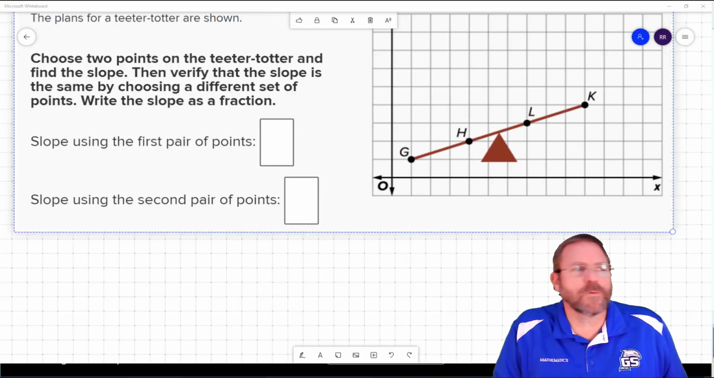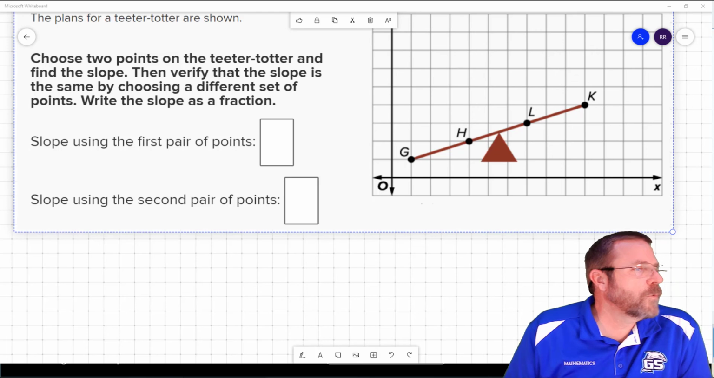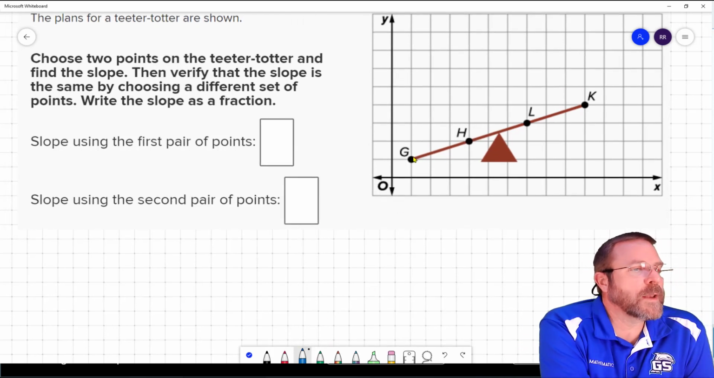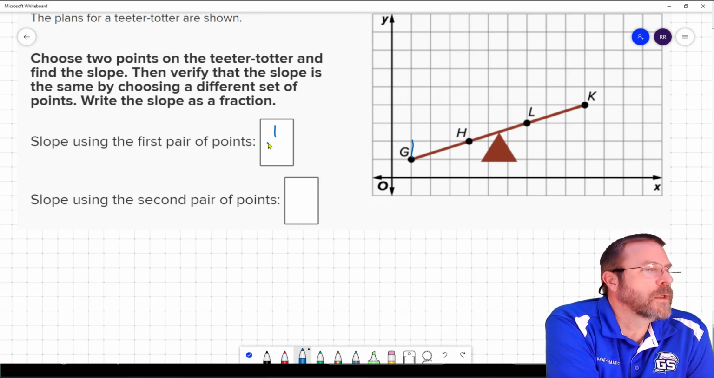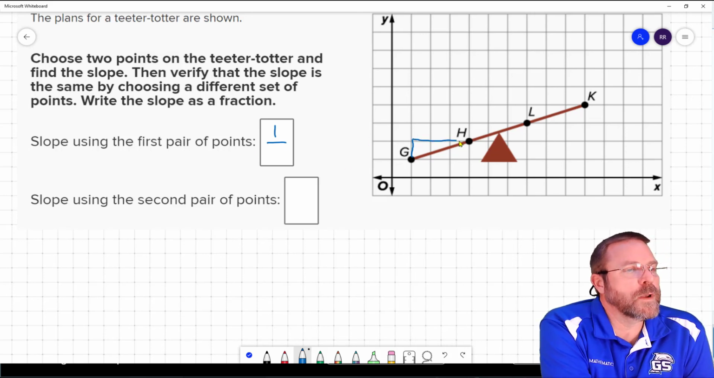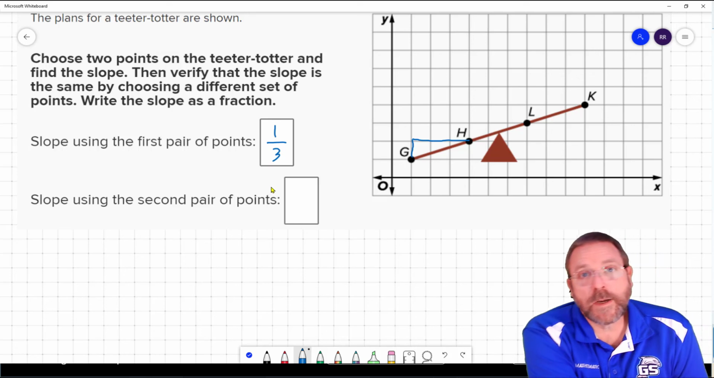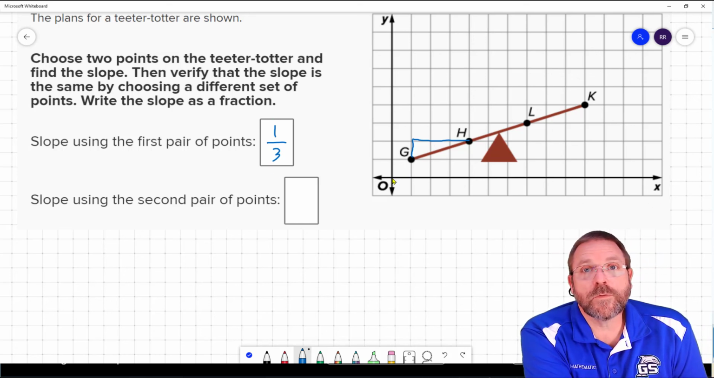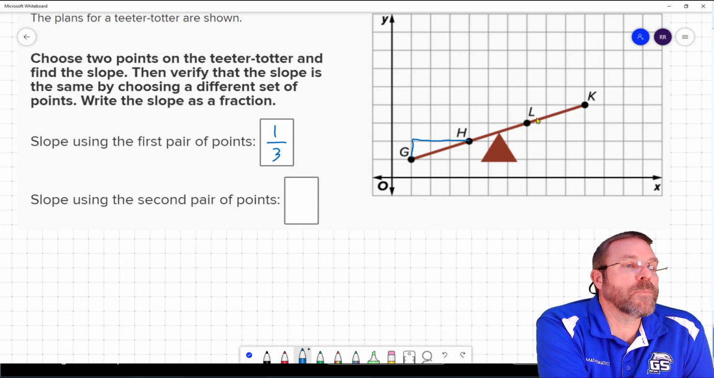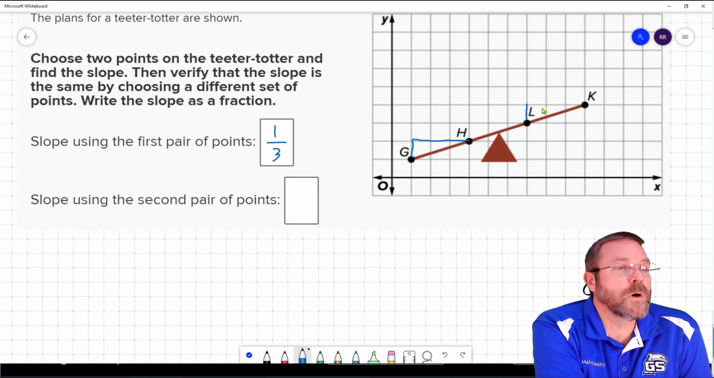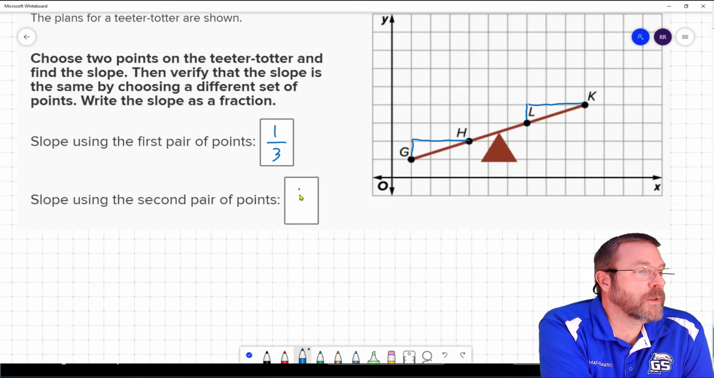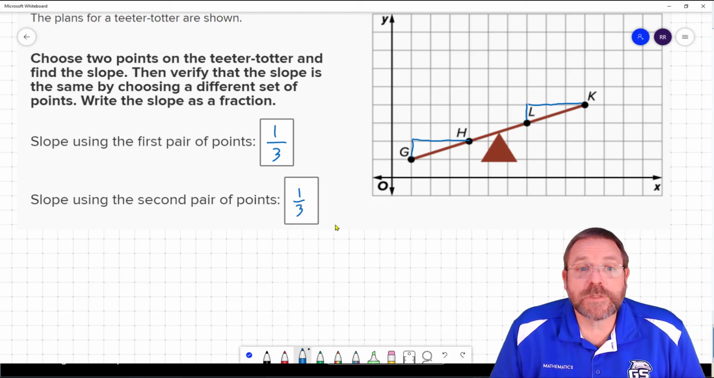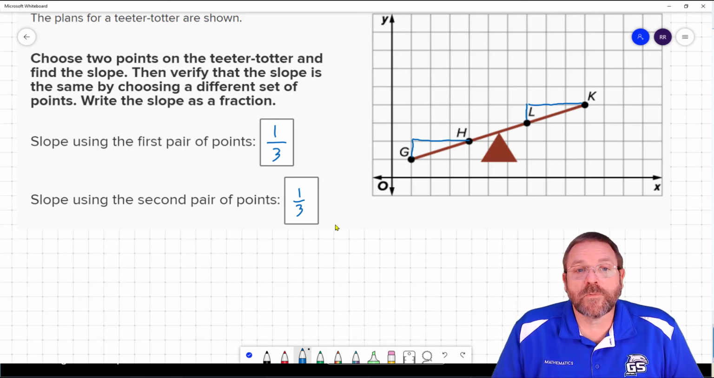All right, we're dealing with a teeter-totter here, and the first pair of points are going to be points G and H. If you take a look here, you've got a rise of 1 divided by a run of 3. And yes, you should be writing your formulas for this. So the slope of that one is going to be 1 over 3. Now the second pair of points is going to have a rise of 1 and a run of 3 again. So you get the same exact slope. If they gave you the same size triangle, of course you're going to have the same slope.